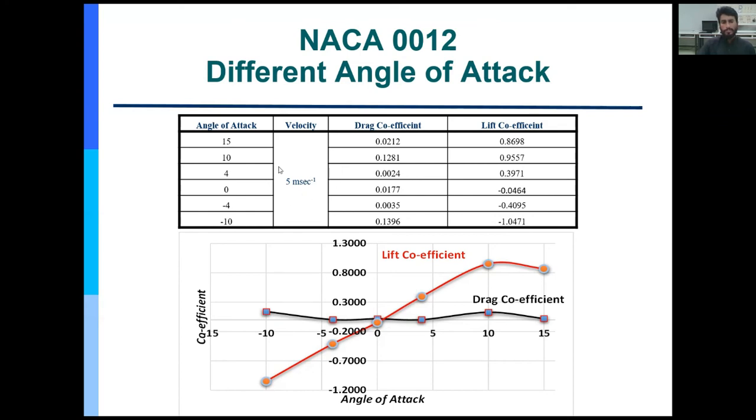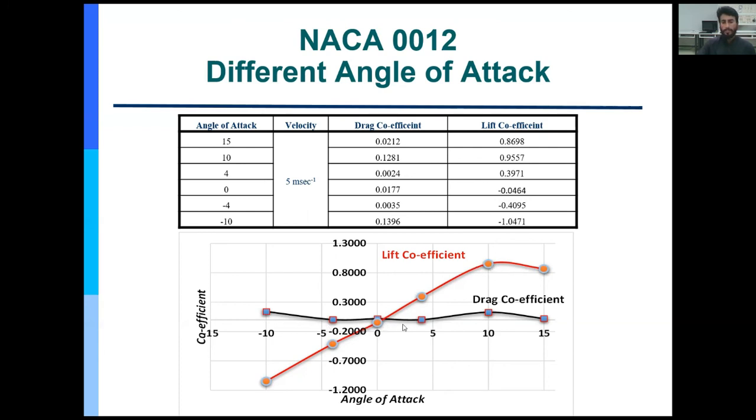If we observe this table, at an angle of attack of 10 degrees, the lift coefficient is maximum for NACA 0012. We can also observe from the graph that the lift coefficient is increasing up to 10 degrees angle of attack. At 10 degrees, the lift coefficient is maximum. But if we increase the angle of attack, the lift coefficient decreases. So the best angle of attack for NACA 0012 is 10 degrees.